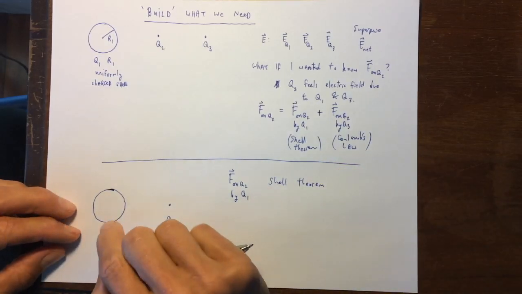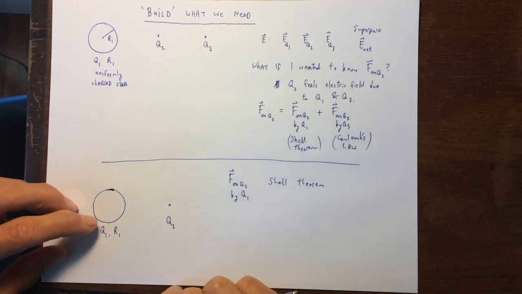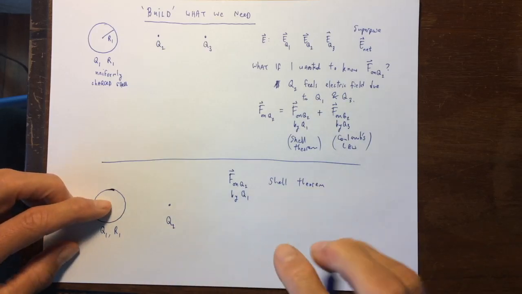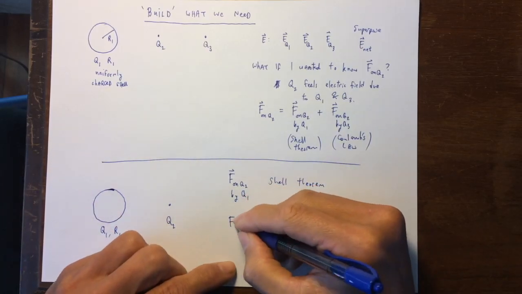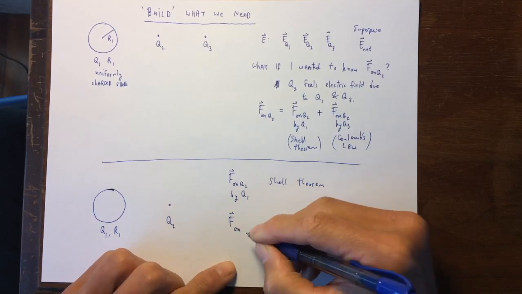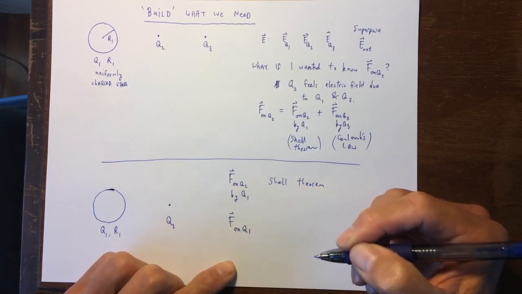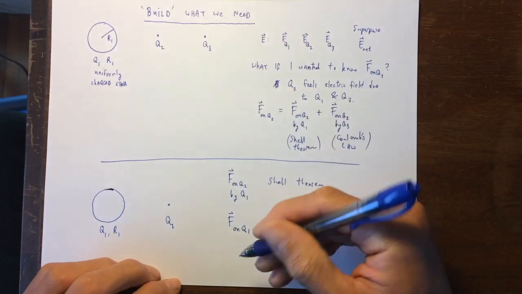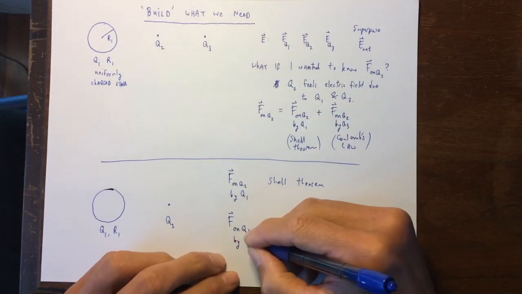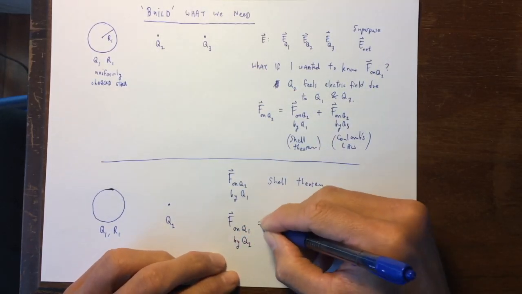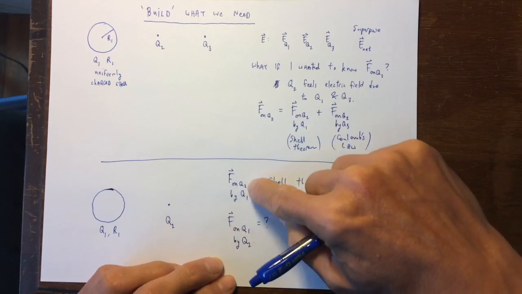What you do is you would say that this sphere can be treated as a point charge. But what if we wanted to know what is the force acting on the shell, the totality of the shell, by the point charge Q2? Can you see that these are backwards questions?